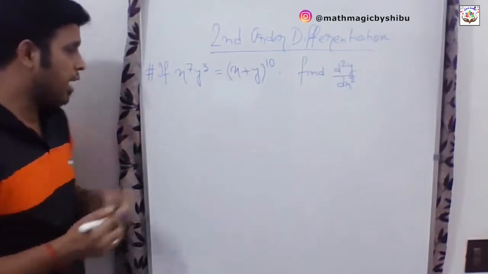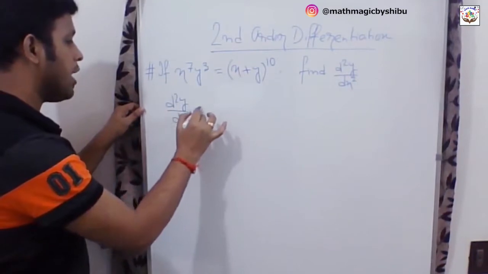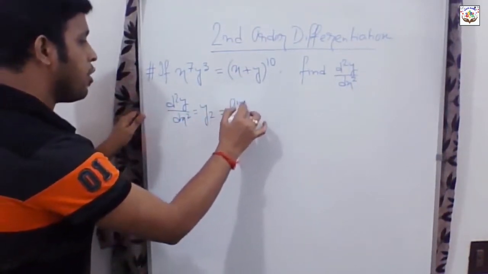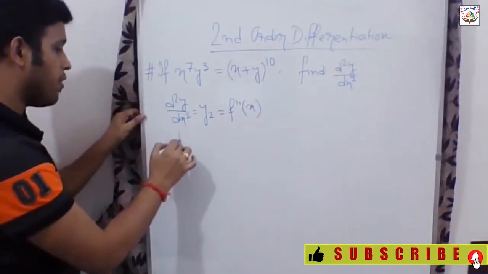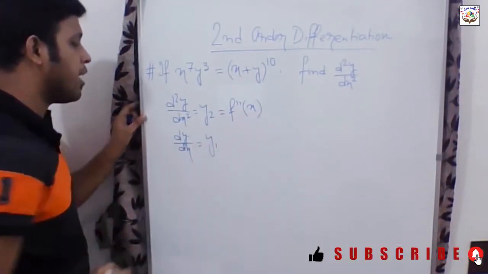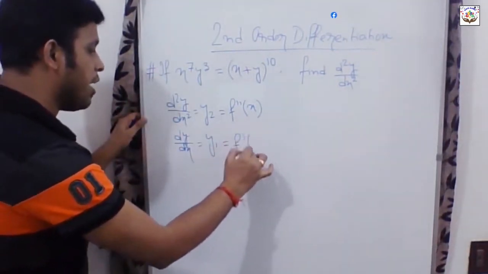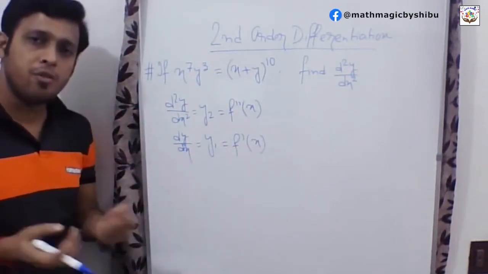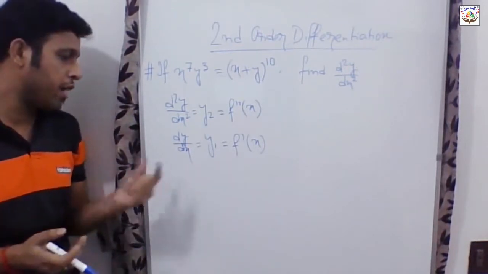And let me tell you once that d2y by dx square can be represented as y2 also, and can be represented as f double dash x also. Just keep that in mind. And first order differentiation, which we refer to as dy dx, is sometimes expressed as y1 also, and sometimes expressed as f dash x also. So if in any question you find that you need to find y1, do not get confused, you need to find dy dx.